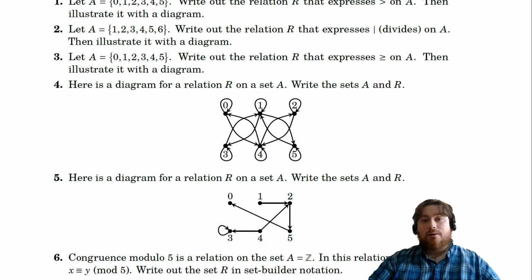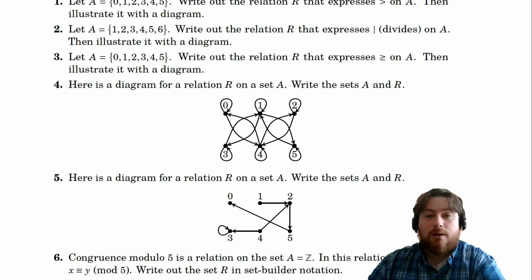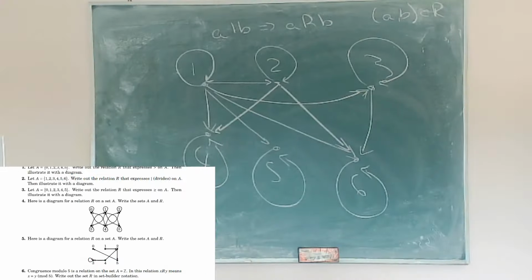All right. The next problem we have here is 4, and we're going the opposite direction. We have this diagram, and what I want to know is what is my set A, and what is my relation R. So here R is a relation on A, given by the diagram. Can we write this out as sets? We want to make sure that if we can go one way, we can also go the other way. So let's go ahead and do that.